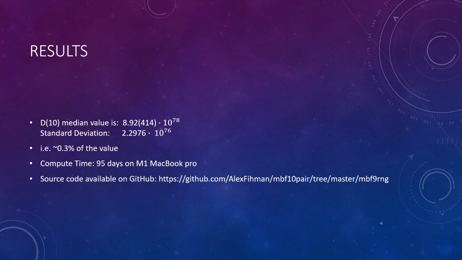Results of the calculations. The median value of D10 is 8.92 times 10 to the power 278. Standard deviation 2.3 times 10 to the power 76. Standard deviation is 0.3% of the value. Compute time is 95 days of an M1 MacBook Pro. Source code available on GitHub.